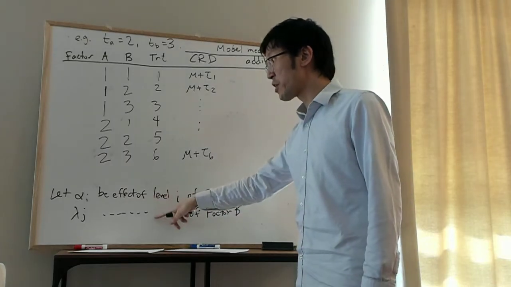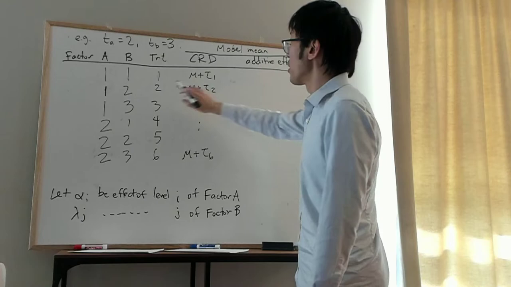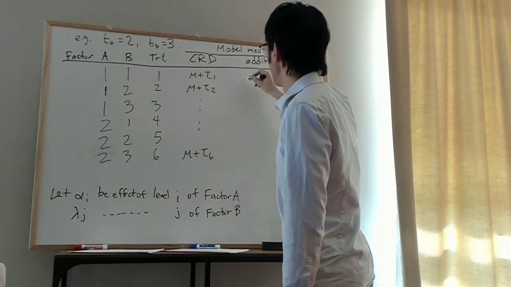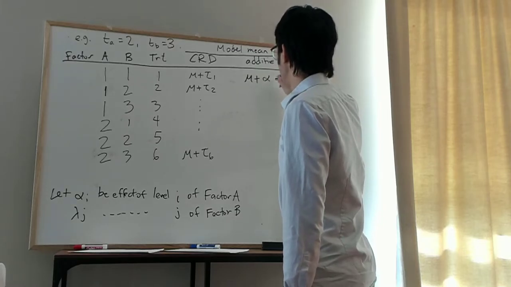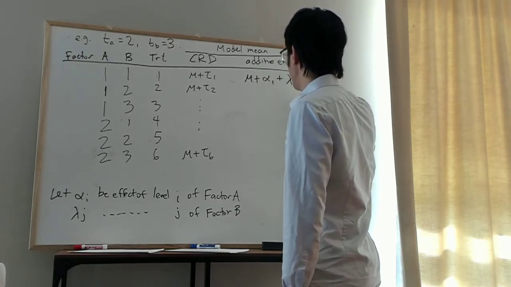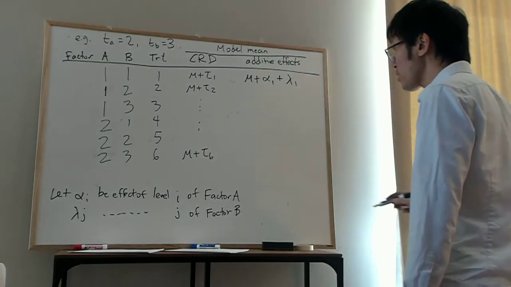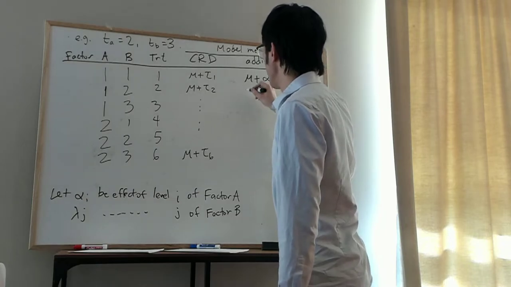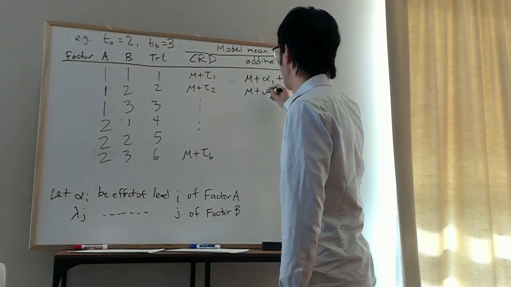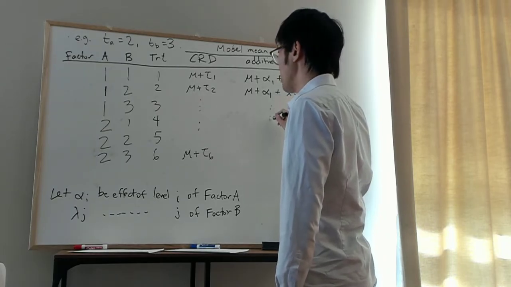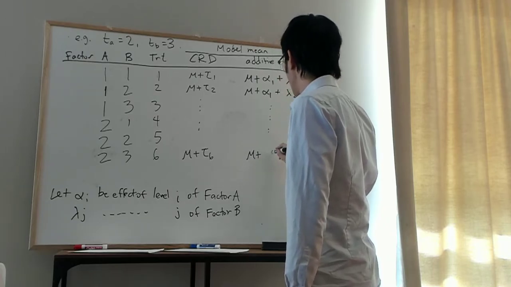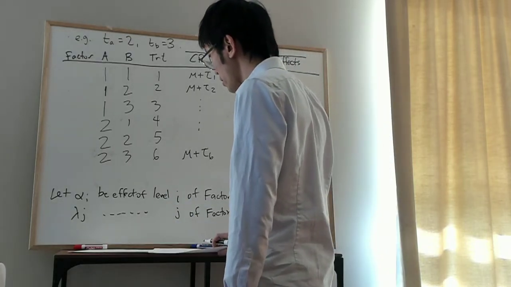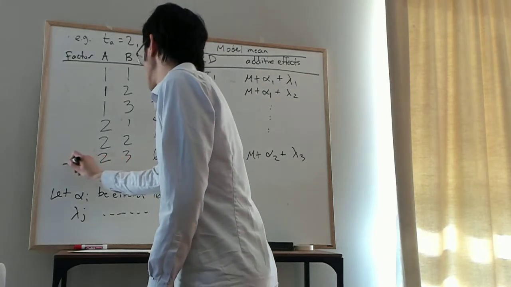Additive means we can simply add together the effects of these two factors. So for example, with factor A and B at level one, under the additive model, you would simply do mu plus the effect of level one of factor A, plus the effect of level one of factor B. Likewise, you can fill in the rest of this in the same way. So with additive effects, this would be mu plus alpha one plus lambda two and so on. And the last one here would be mu plus alpha two for the second level of A and the third level of B. Okay, so that's the model means.